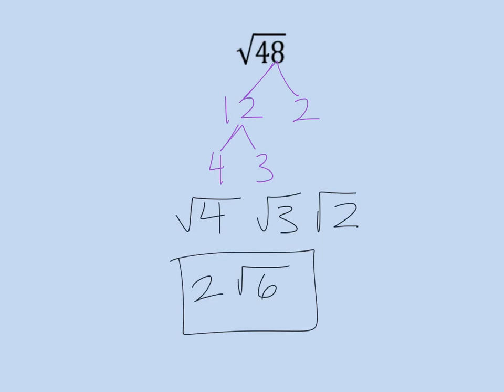Again, I broke it down to 12 and 2. I didn't have a pair yet, and then I had a 4 here. So once I had a 4, I rewrote it as the square root of 4, square root 3, square root 2. These two can't simplify, so I brought them back into just one square root. So that would be your final answer.